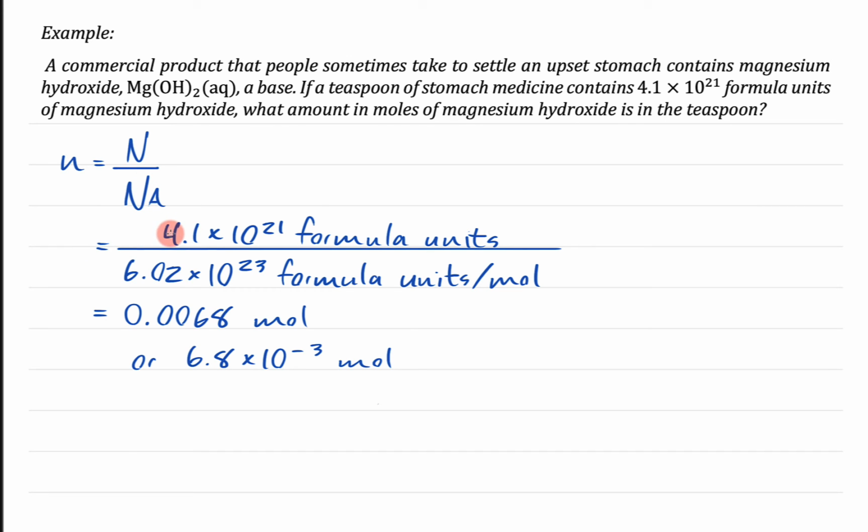Okay, and so in this problem, the number of particles, which in this case are formula units, is 4.1 times 10 to the 21. And so we divide that by Avogadro's constant, 6.02 times 10 to the 23. And the answer comes out to be 0.0068 moles, which we can also write in scientific notation as 6.8 times 10 to the minus 3 moles. Okay, so this is just making use of the relationship that we saw earlier in the handout.